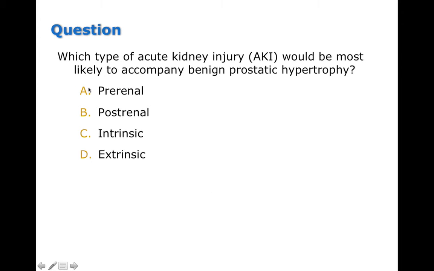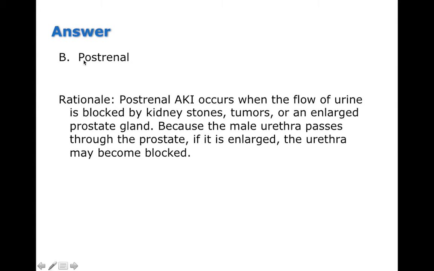Now this question here says, which type of acute kidney injury would be most likely to accompany benign prostatic hyperplasia, or BPH? So BPH is essentially a condition where the prostate enlarges in about 80% of men over the age of 60. And because this affects the urinary tract, would that be pre-renal, post-renal, intrinsic, or extrinsic AKI? Well, we know that would be post-renal, right? Because post-renal would affect the kidneys downstream.